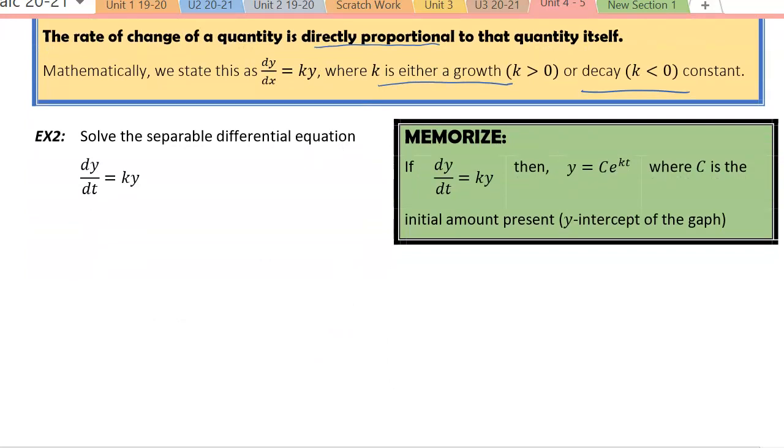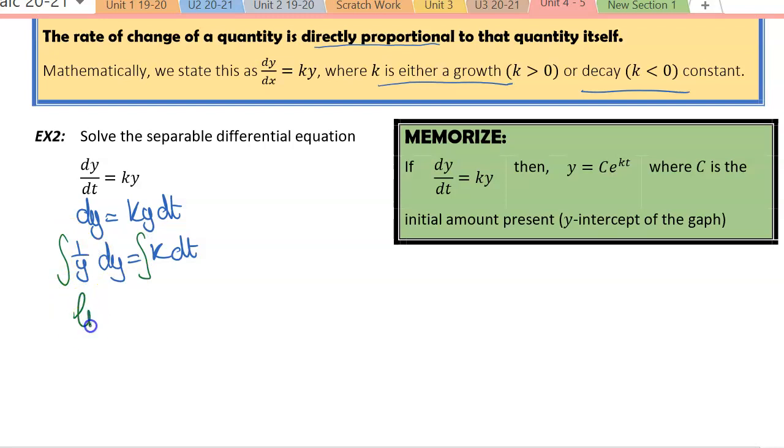We have dy/dt equals ky. So let's write this as dy equals ky dt. I need to get this y to the other side: 1 over y dy equals k dt, where k is a constant, just a number. And now we can integrate both sides.